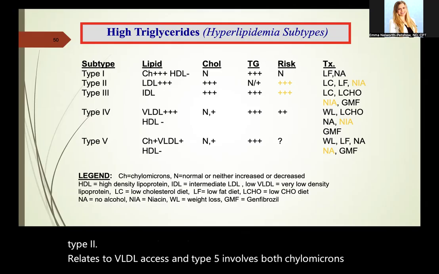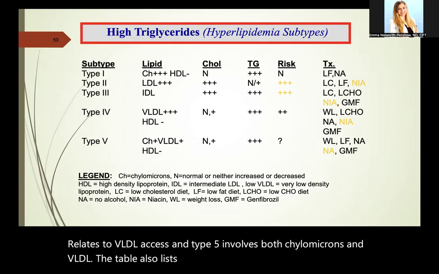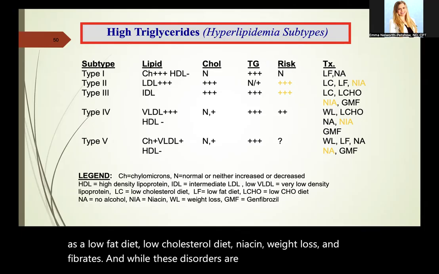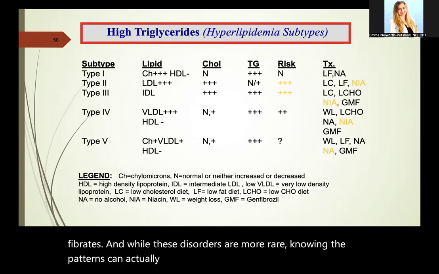The table also lists appropriate therapeutic approaches such as a low-fat diet, low cholesterol diet, niacin, weight loss, and fibrates. And while these disorders are more rare, knowing the patterns can actually help you identify severe or refractory dyslipidemia.